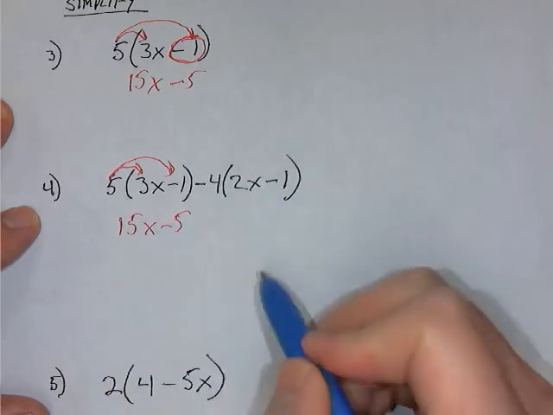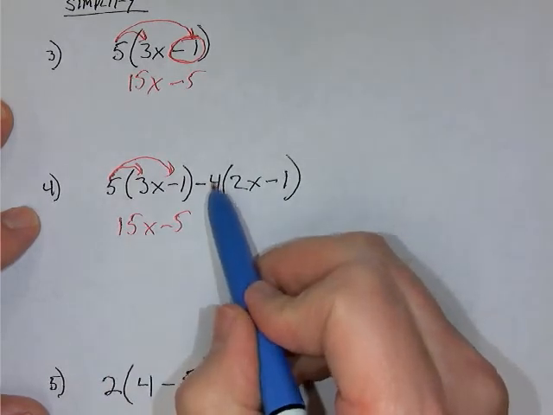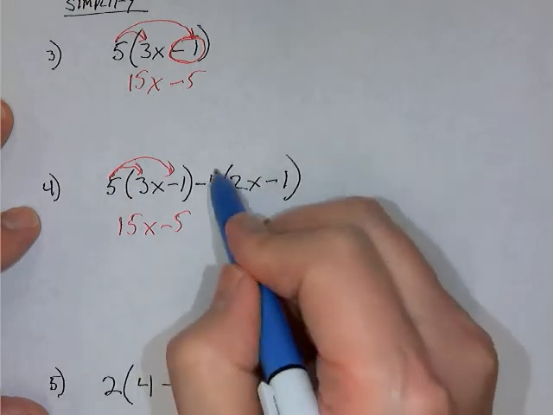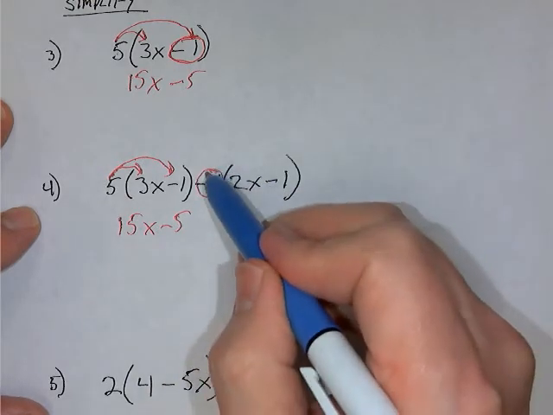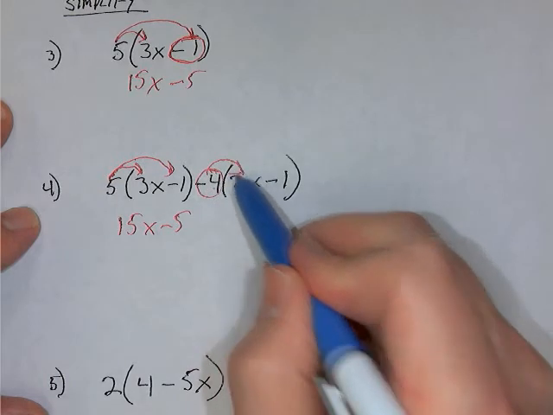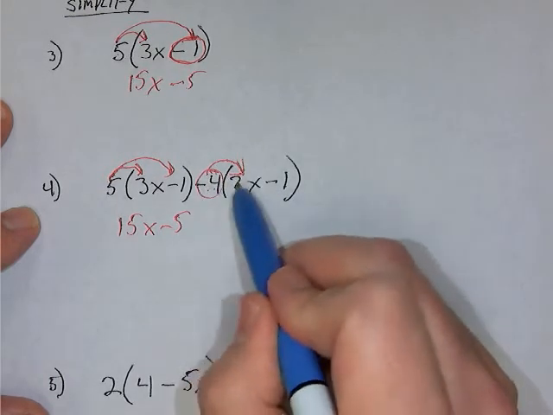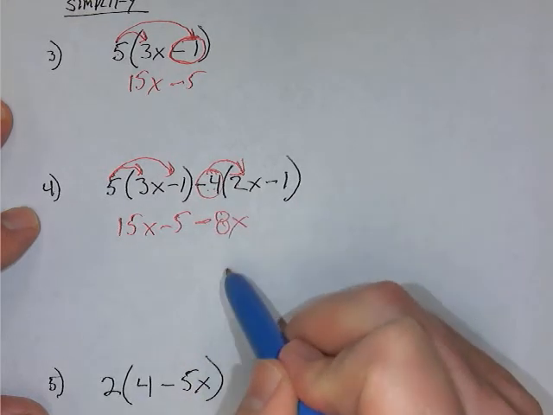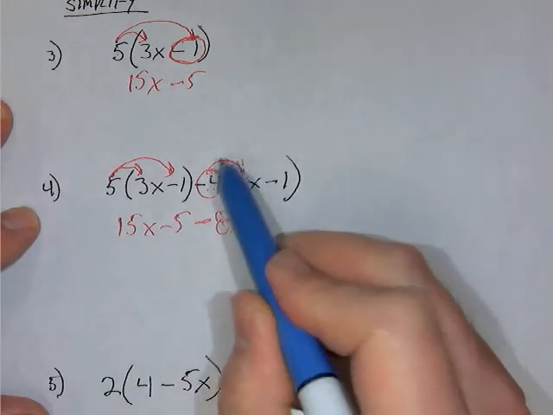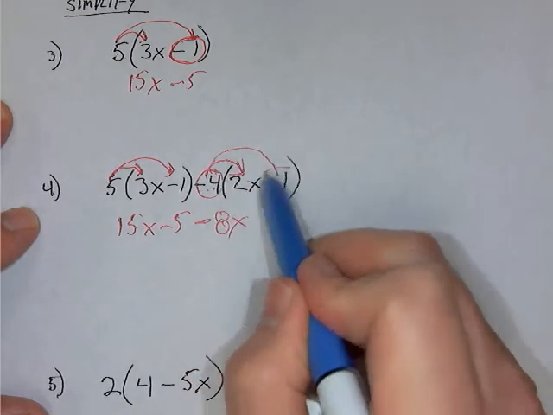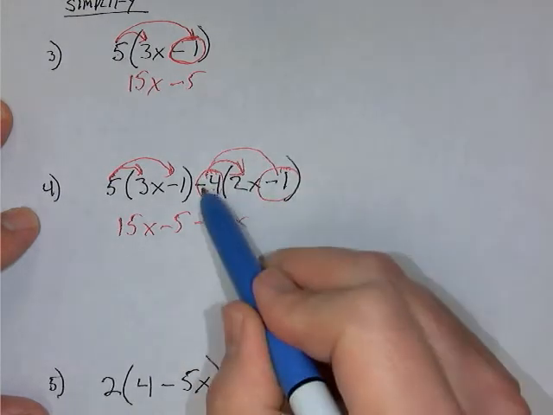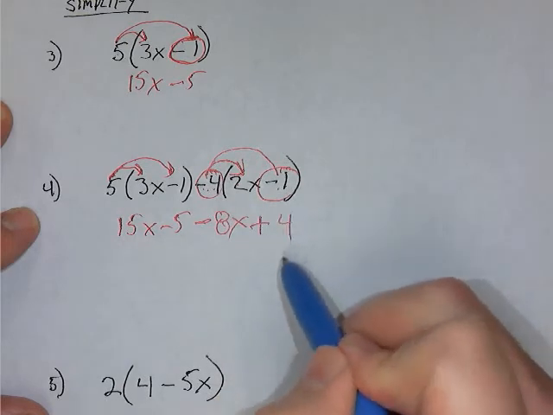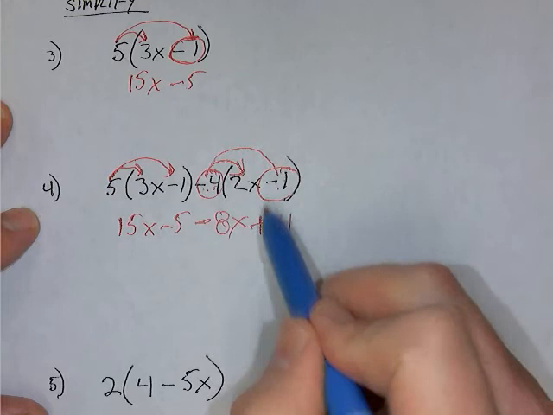Okay, now I'm going to take the outside times each one inside. Wait a minute. This is a negative 4. So negative 4 times 2x. Negative 4 times 2 is negative 8. So that's negative 8x. Then I do negative 4 times negative 1. Negative 4 times negative 1 is positive 4, because 4 times 1 is 4. Two negatives cancel when multiplying.